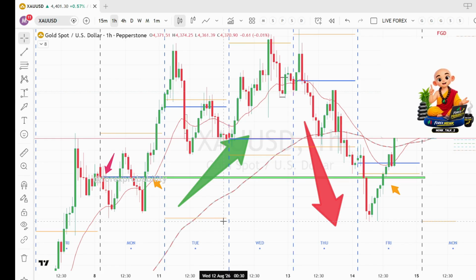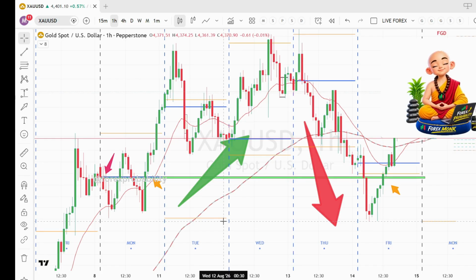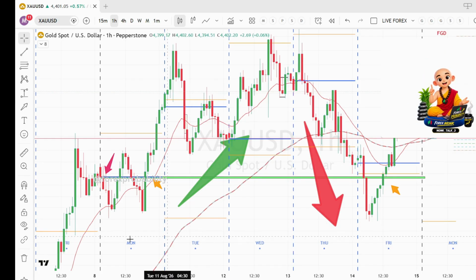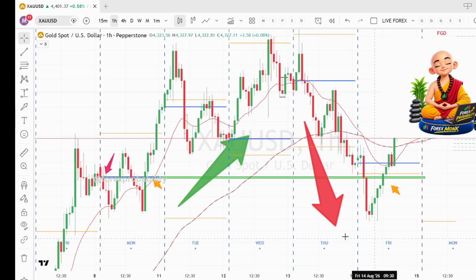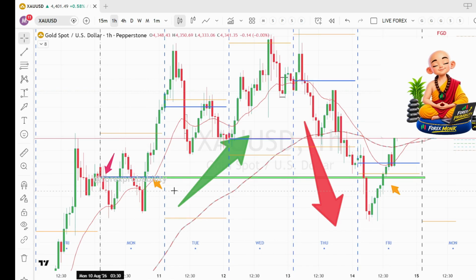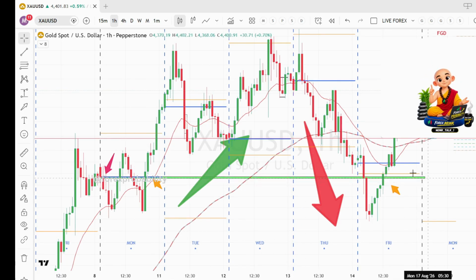Let's get started. What is the weekly template? The weekly template is simply a framework for understanding how price may behave during the trading week. We are looking at the market from Monday's open to Friday's close. The purpose isn't to predict every candle. Instead, we're trying to understand the bigger structure of the week. Before we identify the template, we need one important reference level, and that level is the previous Friday's closing price.